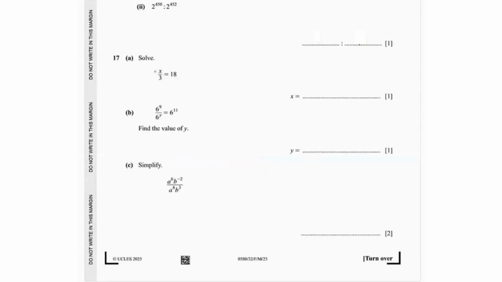Then question 17 says solve x/3 equals 18. So for this, to find the value of x, we're going to cross multiply. So x is going to be 18 times 3, which is going to give us 54.